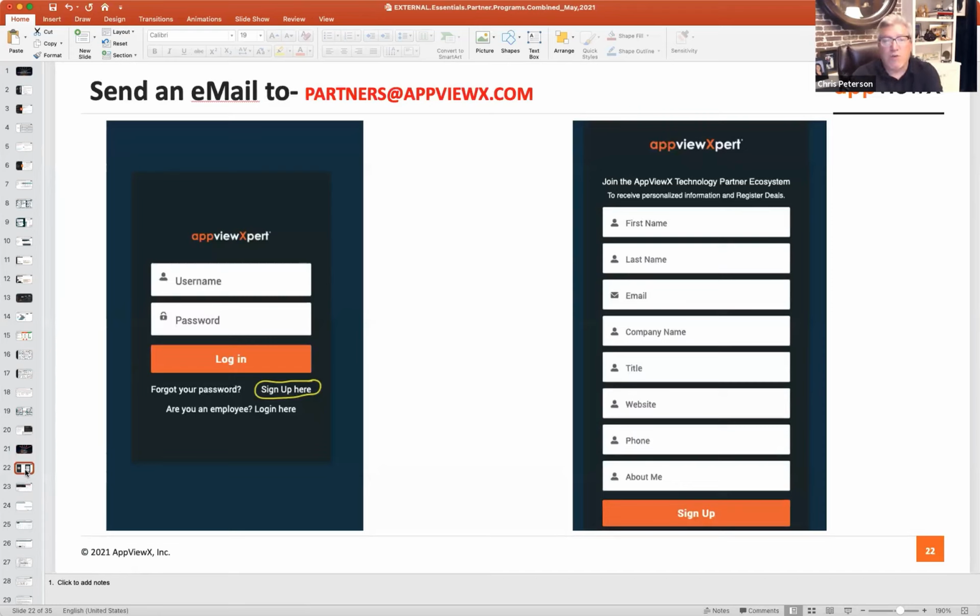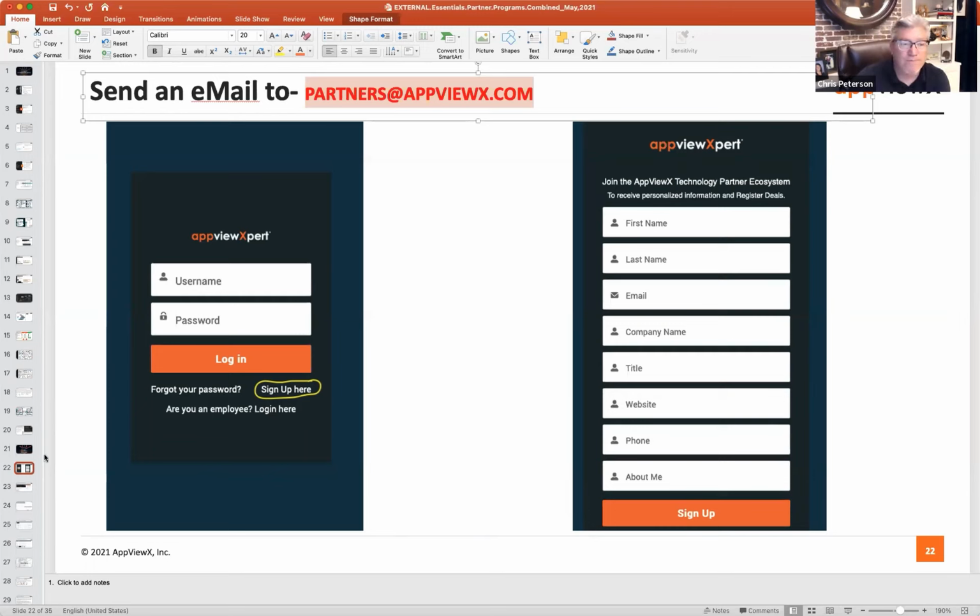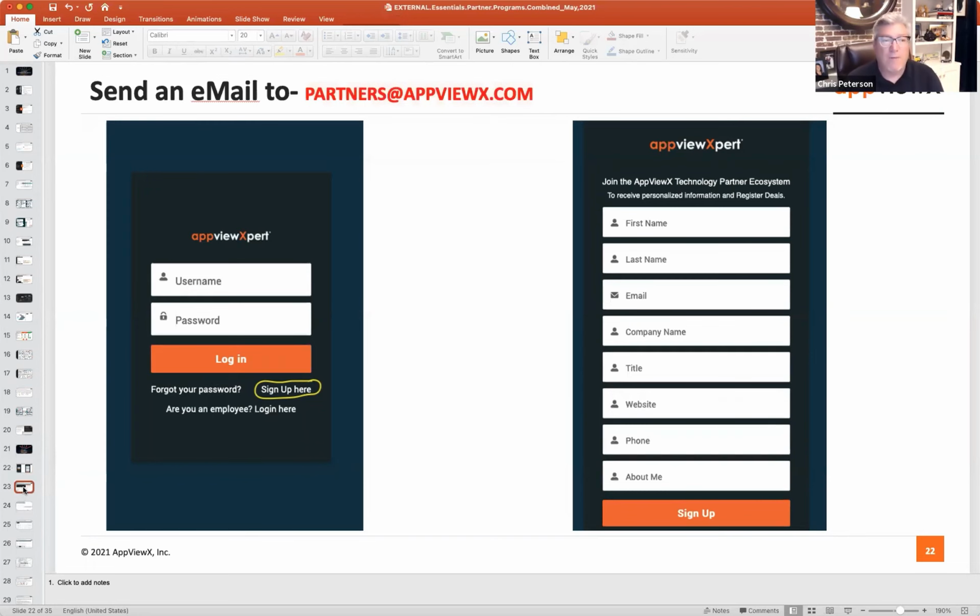So all you need to do is send an email to partners@appviewx.com and ask for credentials to log into the partner portal. And one of our team of professionals will validate you are a partner and then get you access to the partner portal. Now, what happens when you get access to the partner portal?